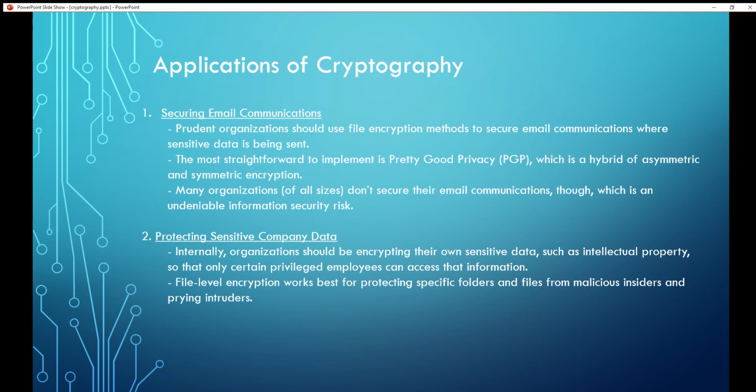Second, protecting sensitive company data. Internally, organizations should be encrypting their own sensitive data, such as intellectual property, so that only certain privileged employees can access that information. File-level encryption works best for protecting specific folders and files from malicious insiders and prying intruders. Combined with proper access controls, file-level encryption is imperative.